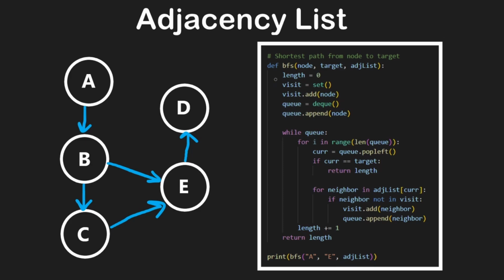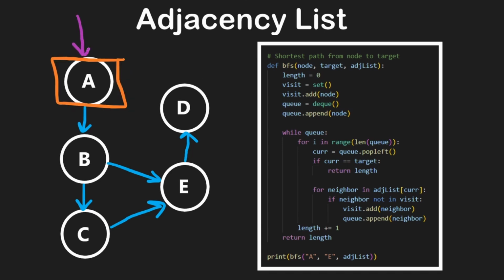Now the BFS is going to work similar to the matrix. We're going to initialize a few variables. The length is initially going to be 0. We're going to have a hash set, and we're going to add the starting node as visited to that hash set, and we're going to have a queue, and we're going to add that starting node to the queue. So that's the first level in our BFS.